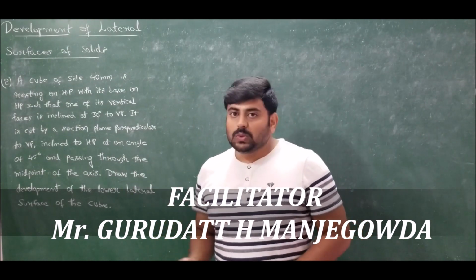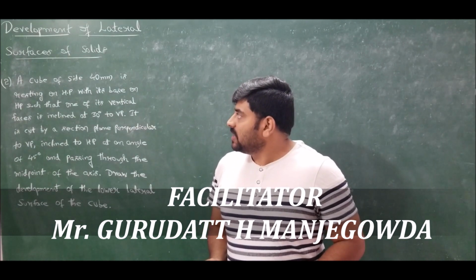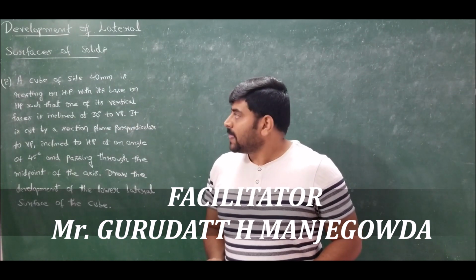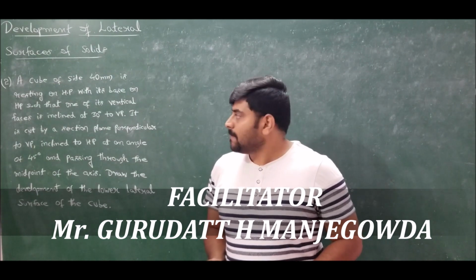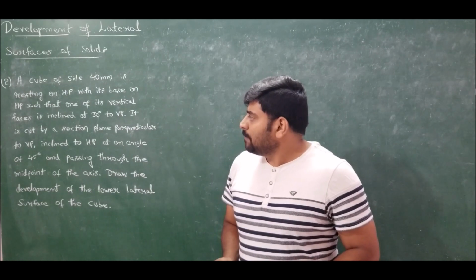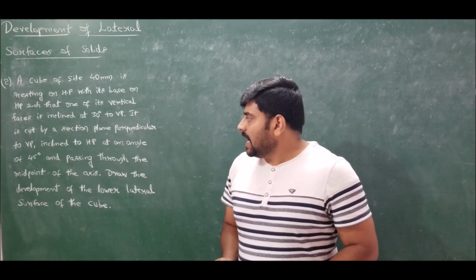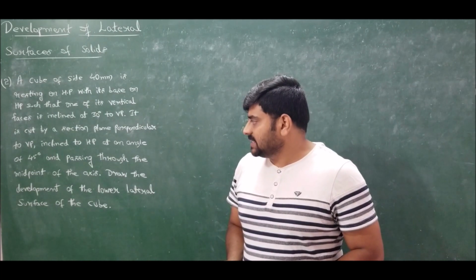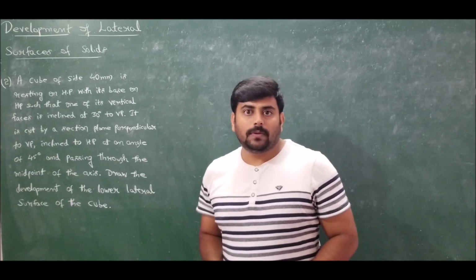The problem number 2 states that a cube of side 40 mm is resting on HP with its base on HP, such that one of its vertical faces is inclined at 30 degrees to VP. It is cut by a section plane perpendicular to VP, inclined to HP at an angle of 45 degrees and passing through the midpoint of the axis. Draw the development of lower lateral surface of the cube.